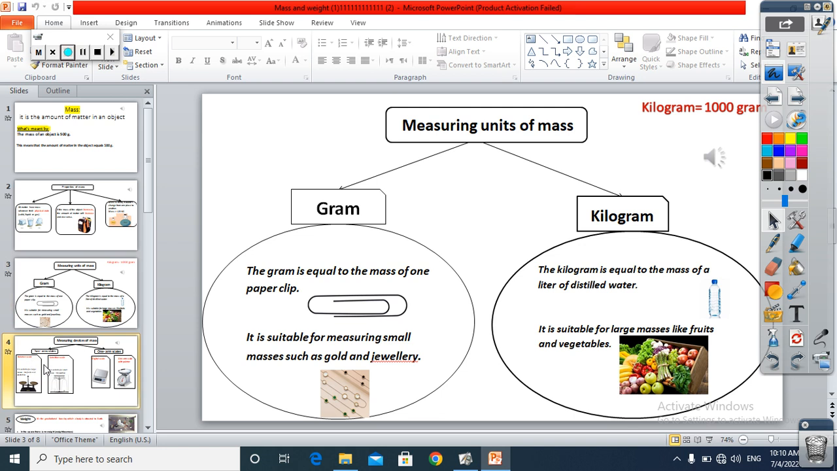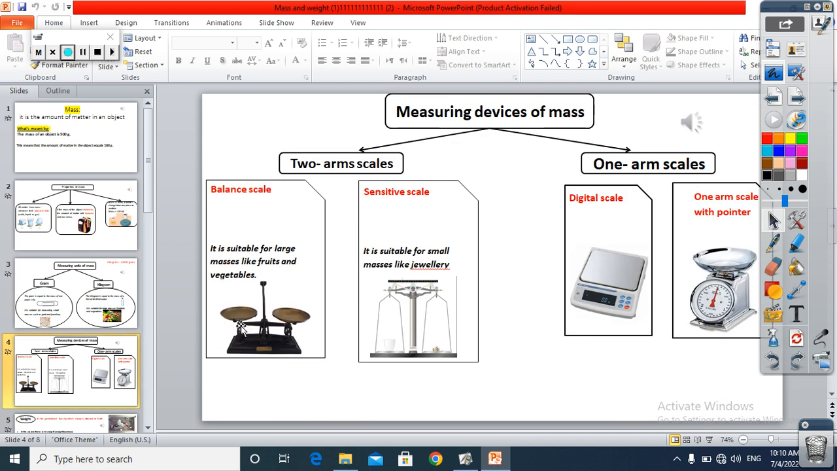Now we will talk about the measuring devices of mass. How can we measure the mass? We have two types of measuring devices. The first one is called two arms scales. The second type is called one arm scales. Two arms scales contain the balance scale and the sensitive scale.